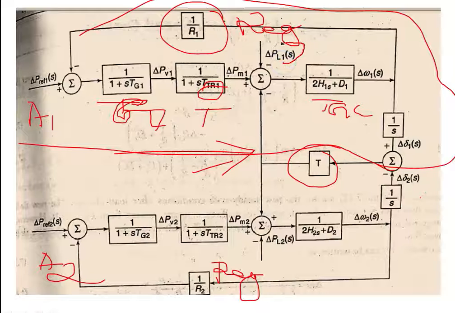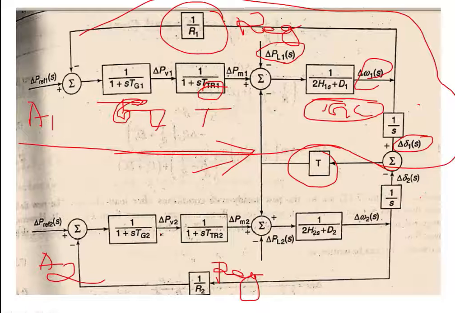So here the load change is also considered, that is delta PL1 of S. Then the turbine generator constant is given by the time constant 1 over 2H S plus D1. And this is the change in speed delta omega 1 of S. Then the change in angle of area 1 is delta 1 of S. And this is the time constant for both areas.